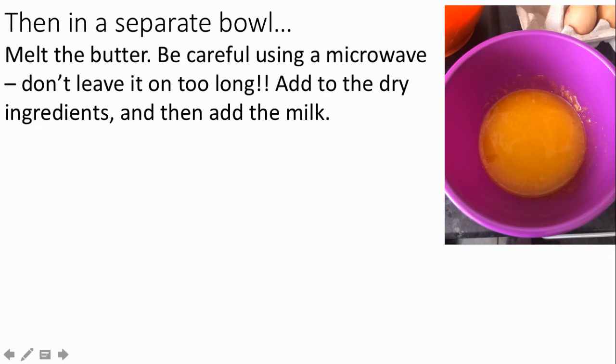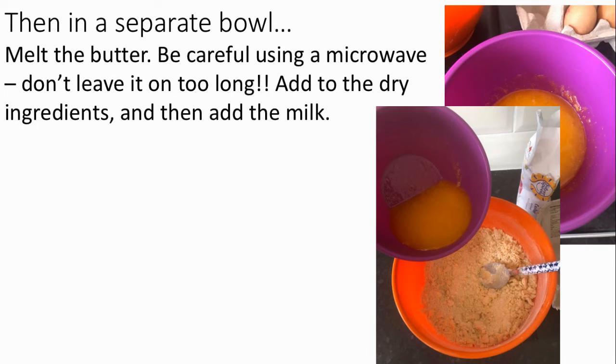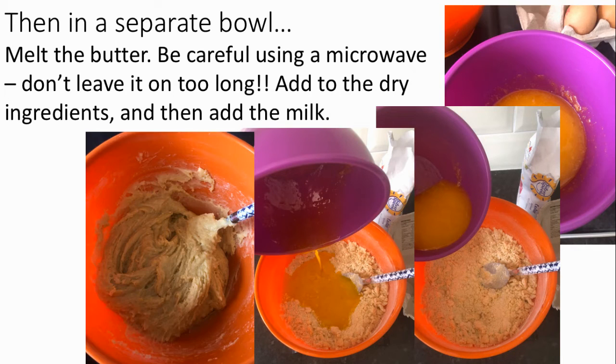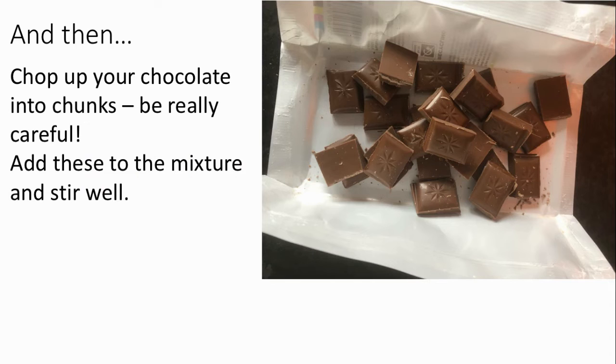So in a separate bowl, you need to melt your butter. Be really careful using the microwave. It can be quite a messy job. Don't leave it on too long. I do it in sort of 10-second intervals. You then add this to your dry ingredients, and add the milk as well. And you can see it looks like a cake mix now. So really simple so far.